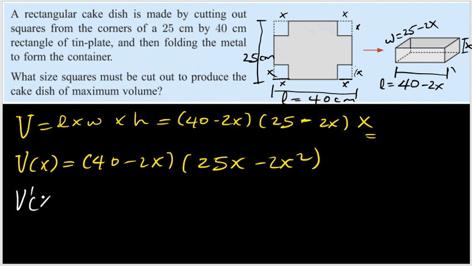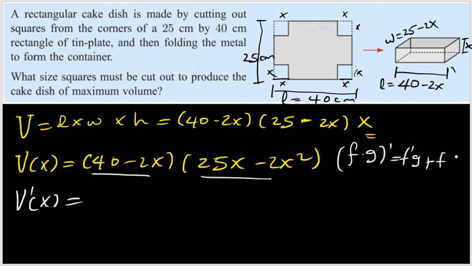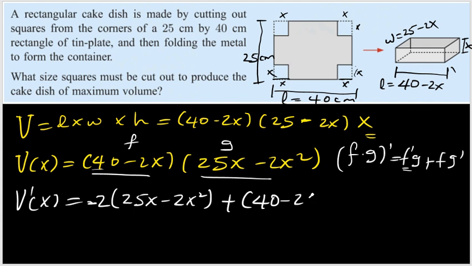Therefore let's differentiate it. We can apply the product rule, because we have two functions here. The product rule says the derivative of f times g is f derivative times g plus f times g derivative. I can consider the first bracket as f and the second as g. The derivative of the first bracket is just negative 2, so negative 2 times the second bracket, 25x minus 2x squared, plus the first bracket as it is, 40 minus 2x, times the derivative of the second bracket, 25 minus 4x.